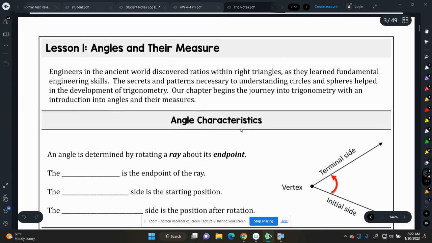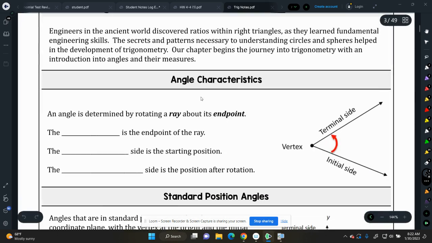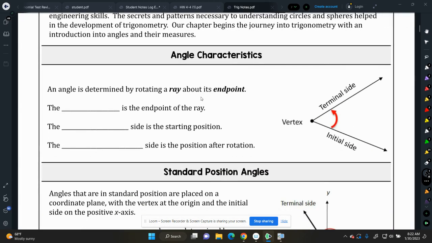Okay, so trigonometry. So we're going to start talking about trigonometry, just learning some of the vocabulary and just some of the basics, okay?